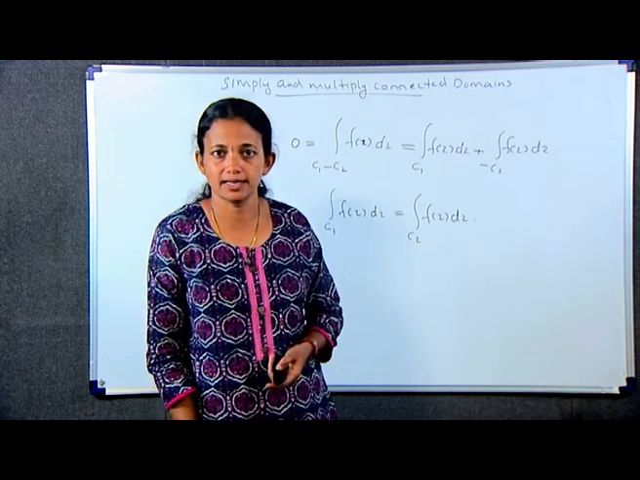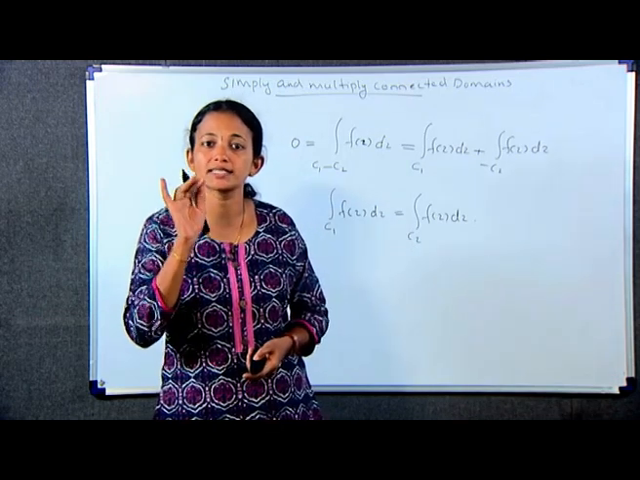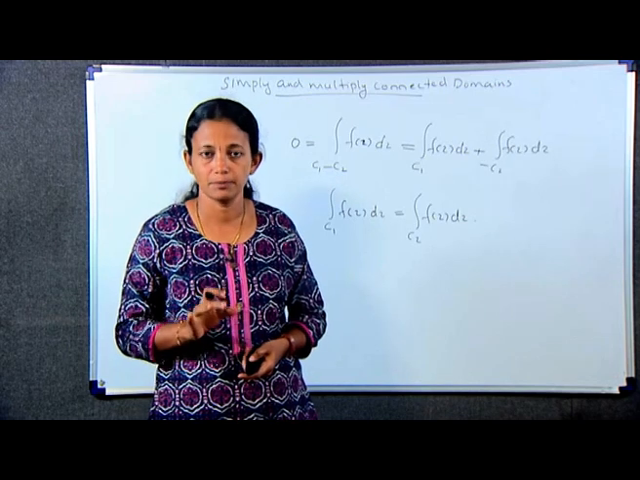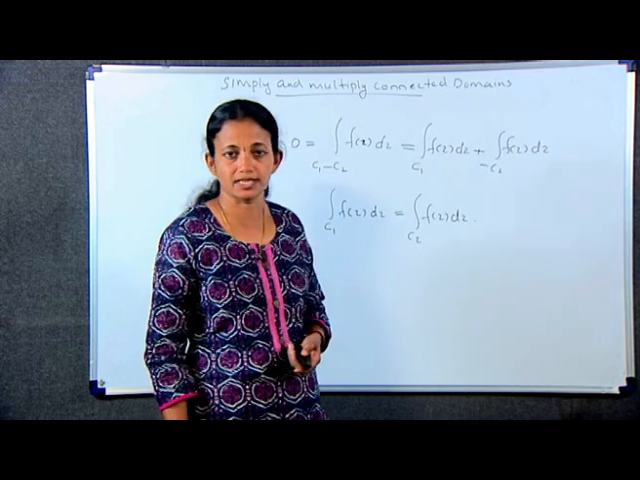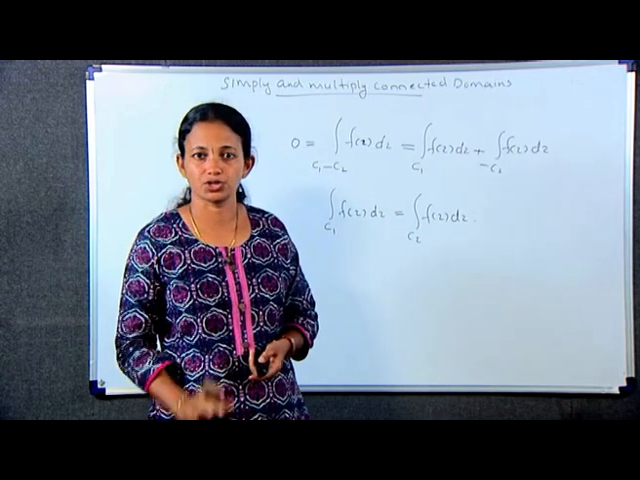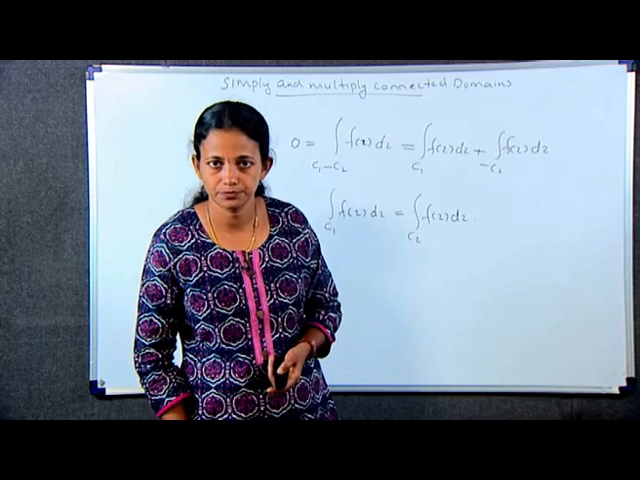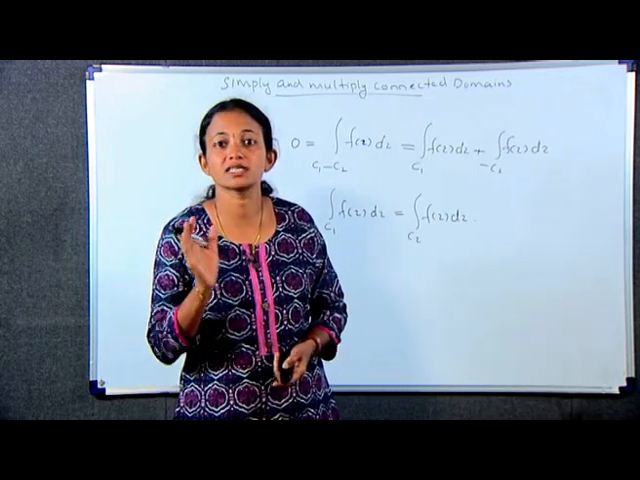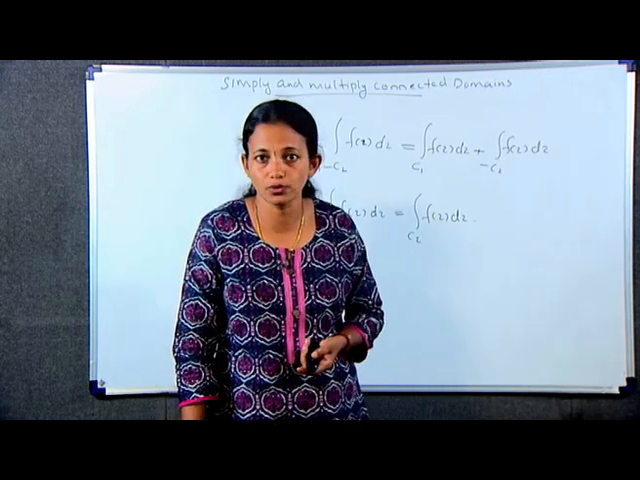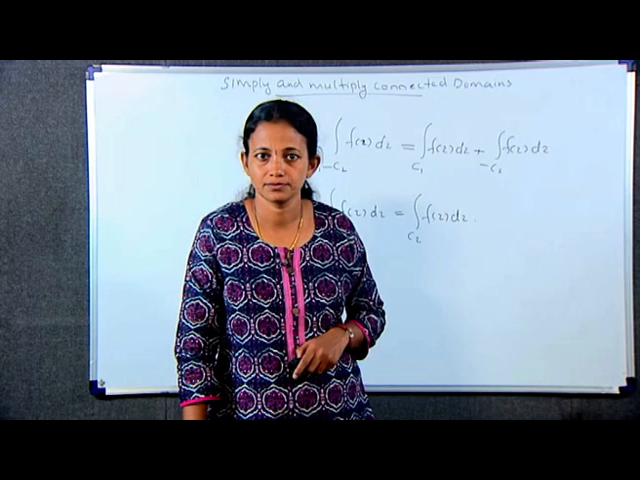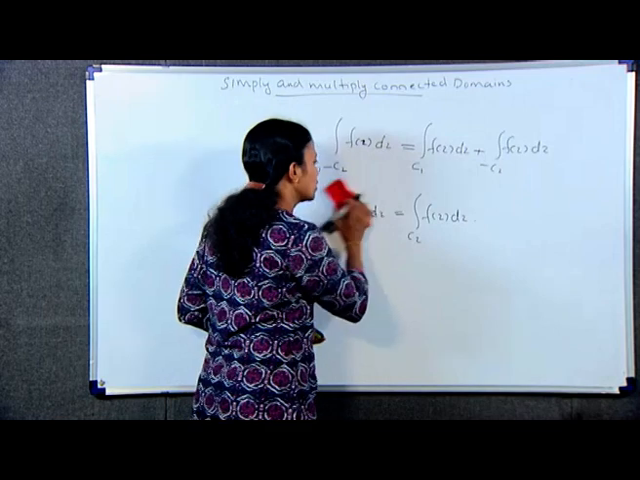Next corollary is like this: a function f which is analytic throughout a simply connected domain D must have an antiderivative in D. Proof says that let f be a function which is analytic throughout a simply connected domain D. Then clearly f is continuous throughout D. Let C be any closed contour lying entirely in D. Then by our above theorem, the integral over C of f(z) dz is equal to 0.